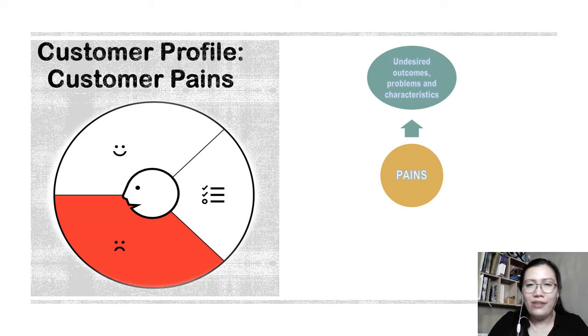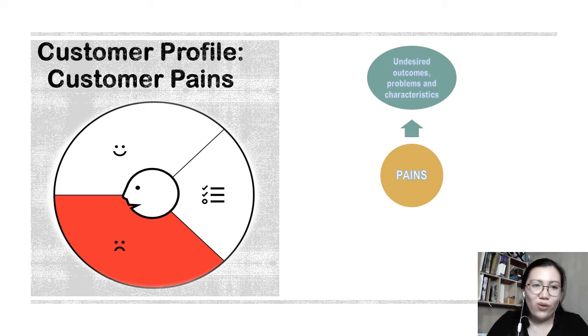Example, I feel bad every time I do this or that. So it can be ancillary. So example, it's annoying to go to the store for this. So this may also involve undesired characteristics customers don't like. Example, running to the gym is boring.